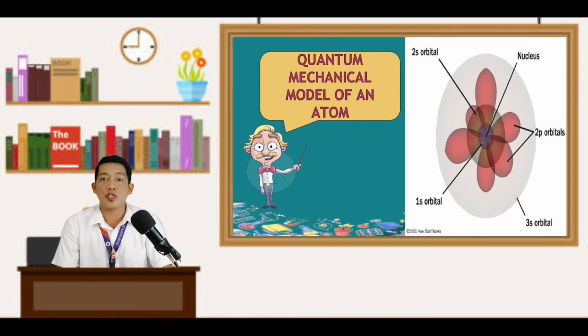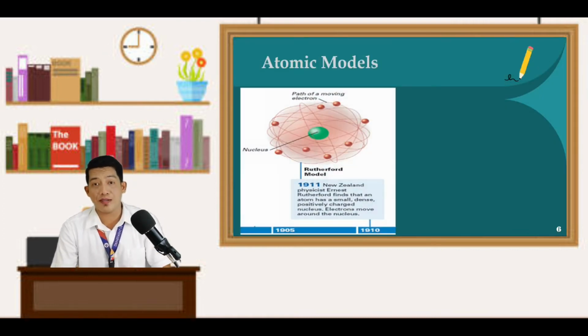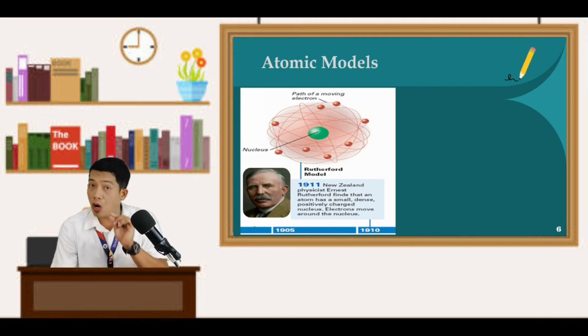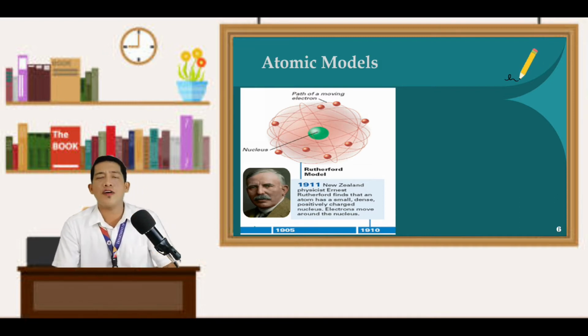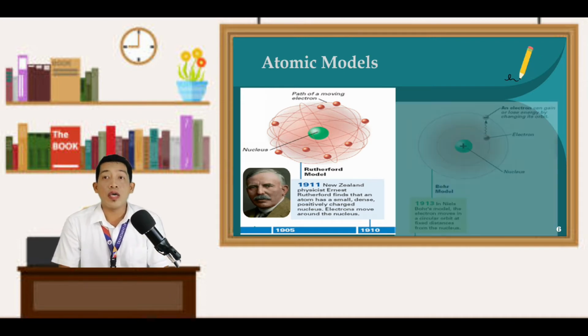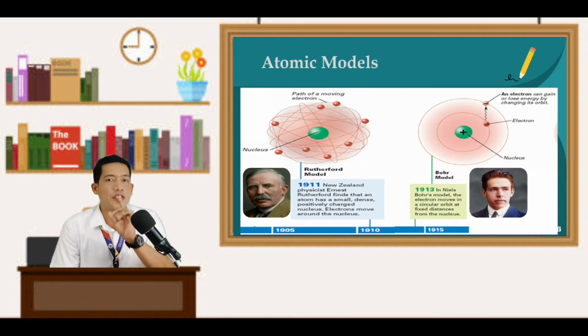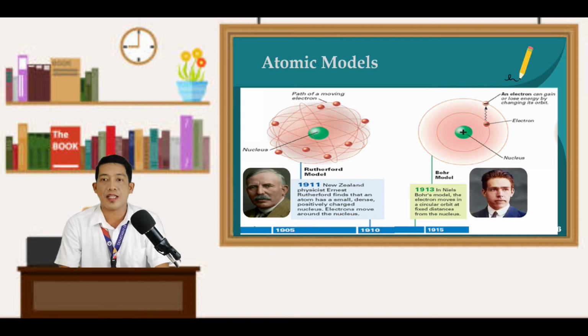One of them is Ernest Rutherford. Do you know who Ernest Rutherford is? In 1911, he proposed that an atom has a small, dense, and positively charged nucleus. Electrons move around the nucleus. Next, we have Niels Bohr. Do you know who Niels Bohr is? A Danish physicist who proposed that electrons are found in definite orbits.